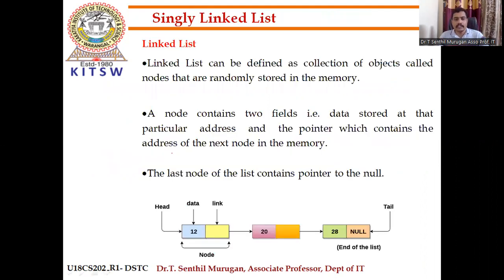So what is a singly linked list? The linked list can be defined as a collection of objects called nodes that are randomly stored in memory. These basic things we discussed in the previous video lecture. We already know a linked list means a collection of nodes. Each node has two portions. The first portion is the data portion, and the second portion is the link portion, that is, the pointer portion. This pointer has the address of the next node. This entire thing we consider as the node.